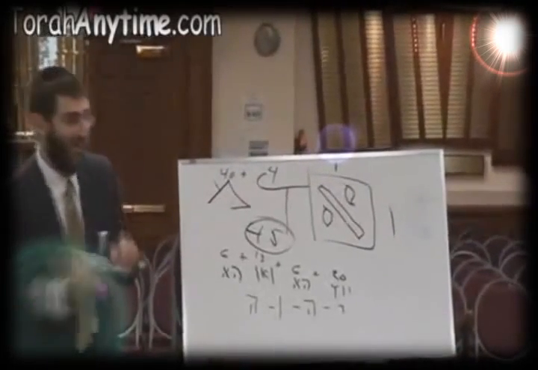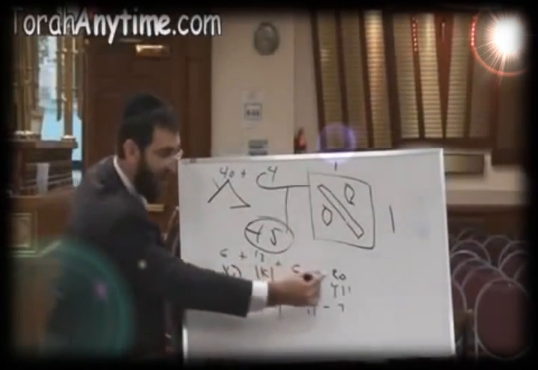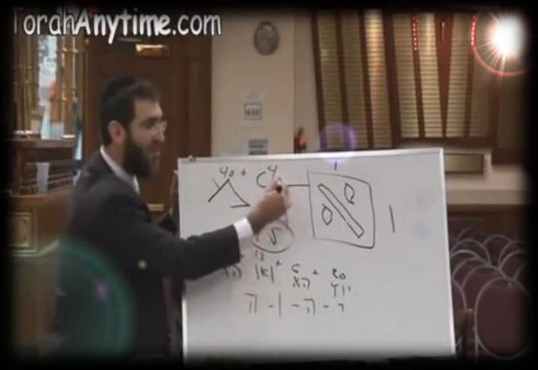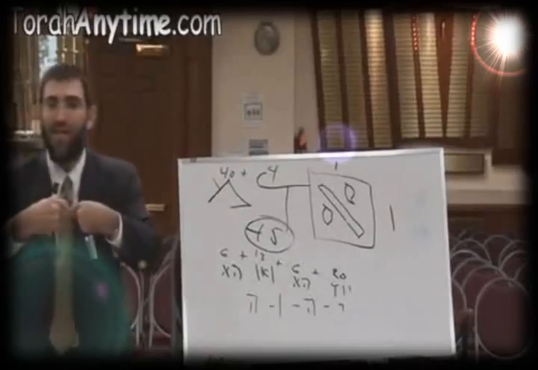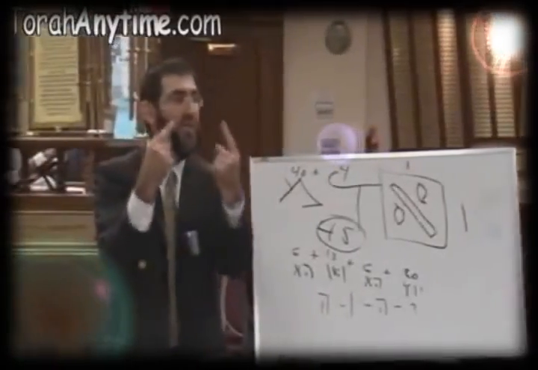Nice coincidence, isn't it? Do you hear that? Yud, Hey, Vav, Hey spelled out is 45. The exact numerical value of human being. Because the real me is the fact that God is inside me. That's what it means to have a neshama.